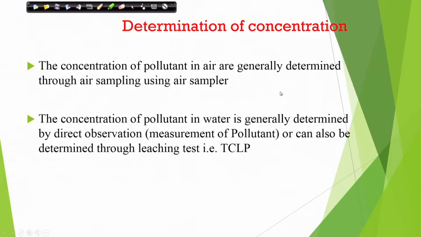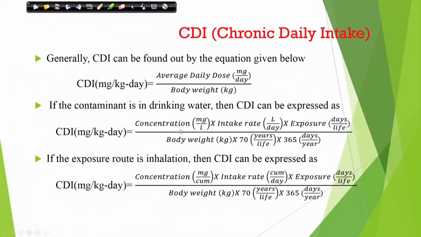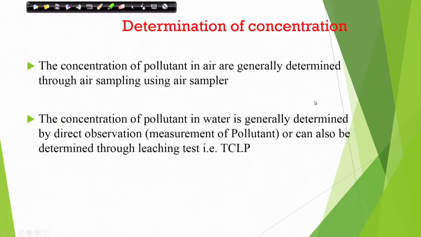Now we need to know the concentration, isn't it? So how do we get the concentration values? There are different ways of determining it. For air, it is generally determined through air sampling using an air sampler. For water, we can do direct observation and measurement of pollutants, including how much may potentially leach out. There are different leaching tests that can be done.